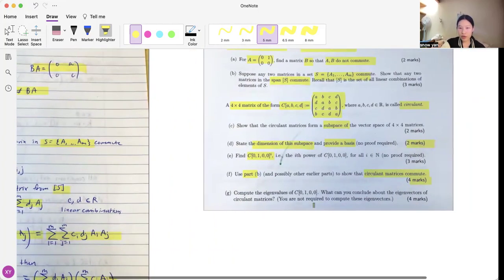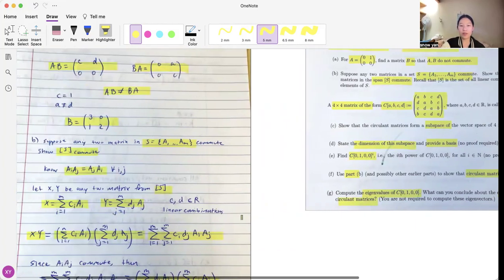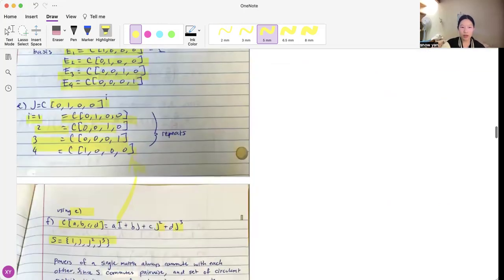And then part G is also a bigger question because it's 4 marks. Compute the eigenvalues of C(0,1,0,0). What can you conclude about the eigenvectors of circular matrices? Okay, so the second part was difficult. I'll explain why, because I didn't know that before going into this.